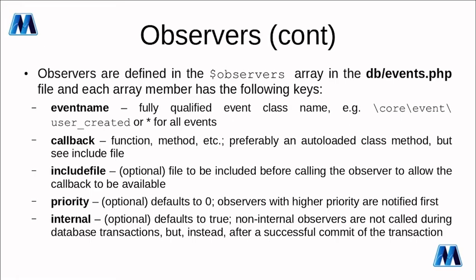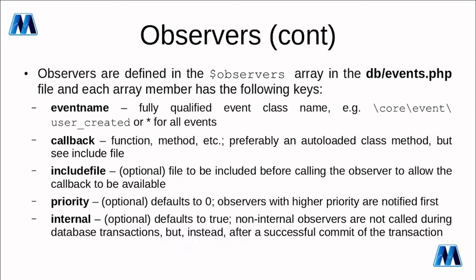The callback, preferably an auto-loaded class, but if not, you can specify the include file, which will be included, and then the callback function called. Priority defaults to 0, but observers with higher priorities are notified first. So if you need to be very early in the process, remember you can't really do anything with the data. You can't change the data. All you're doing is observing that the event has happened and then taking some action based on that event.